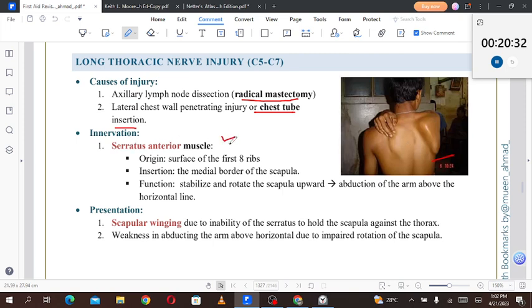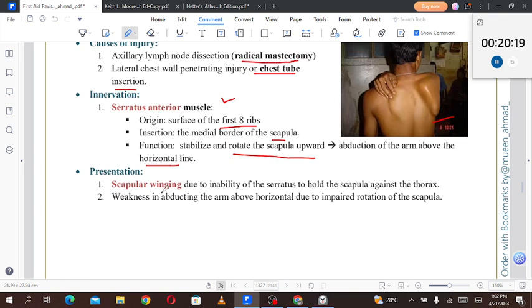Innervation: serratus anterior muscle. Origin: surface of the first 8 ribs. Insertion: the medial border of the scapula. Function: stabilizes and rotates the scapula upward, and abduction of the arm above the horizontal line. Presentation: scapular winging due to the inability of the serratus to hold the scapula against the thorax. Weakness in abducting the arm above the horizontal due to the impaired rotation of the scapula. Because the scapula cannot rotate, like the rotatory movement of the scapula that was supposed to move over the thorax, resultantly there is weakness in abducting the arm above the horizontal. Okay, moving forward.